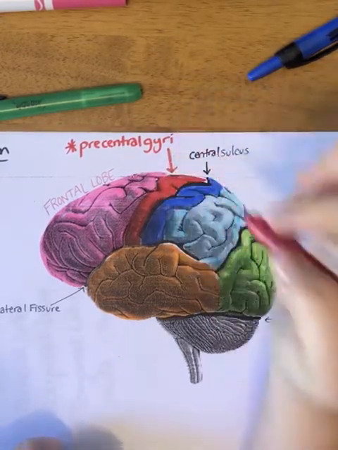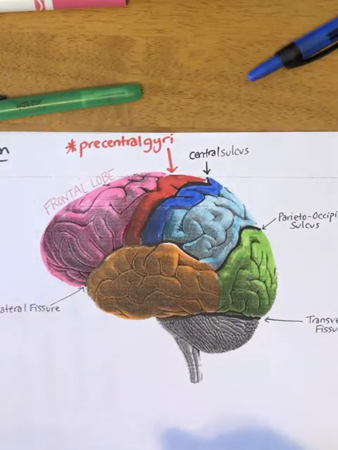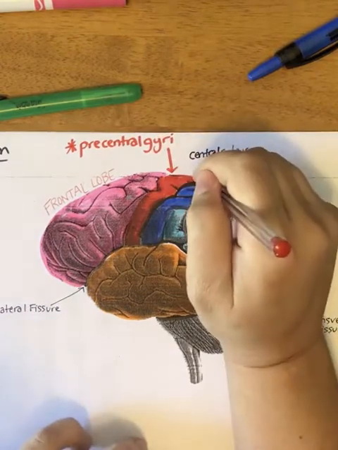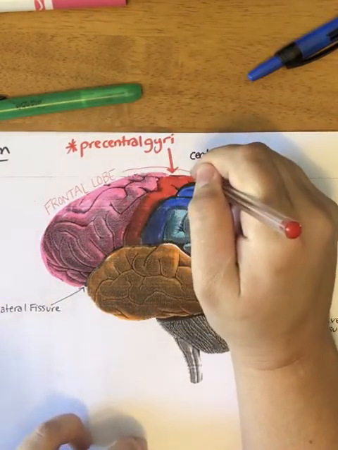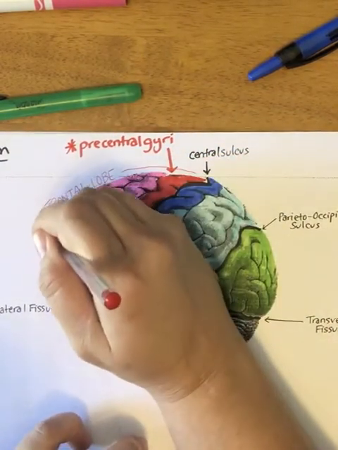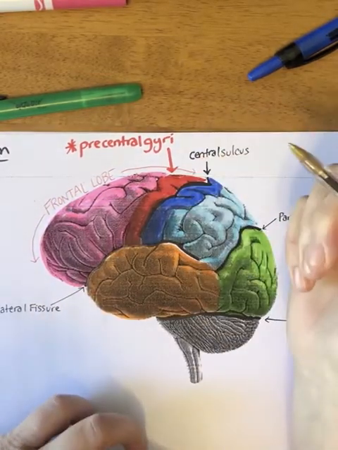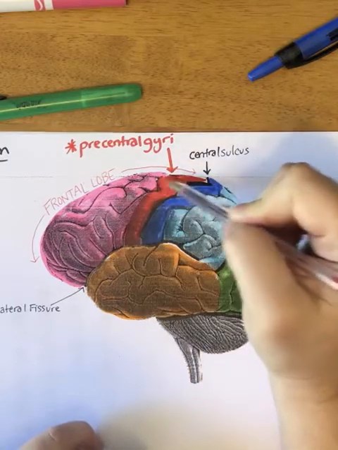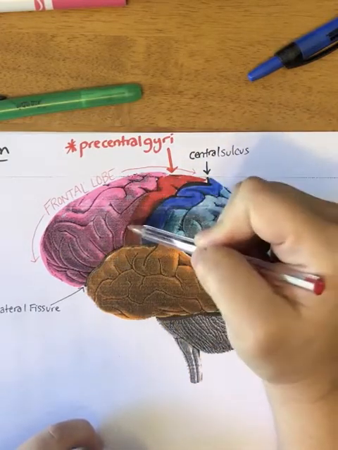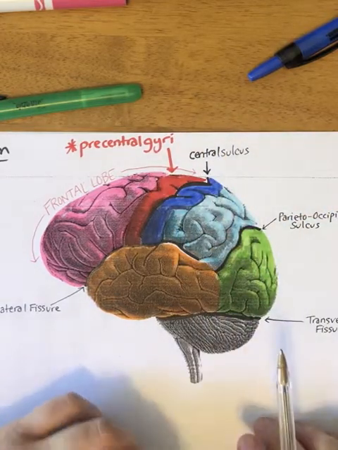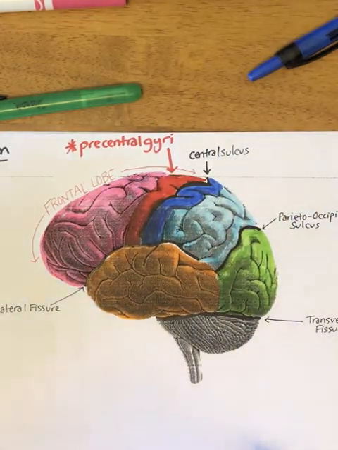It is part of the frontal lobe. So your frontal lobe is going to extend anterior to the central sulcus all the way to the front this way. That is your frontal lobe. Now your frontal lobe is going to be pink and variations of colors of red because it's going to control all motor functions.